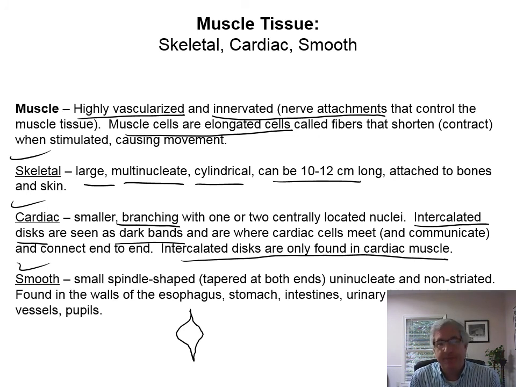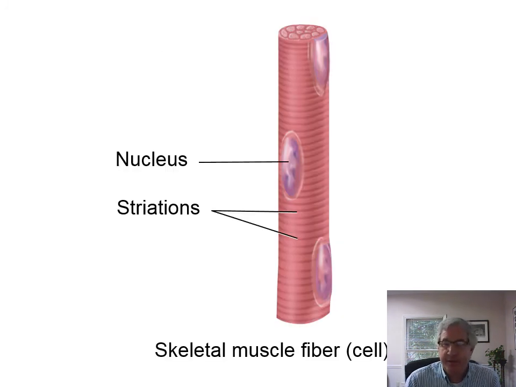Okay, next slide. Okay, so here's a skeletal muscle cell or muscle fiber, and you see it shows the nucleus. It also has these distinct bands across it. Those are called striations. Each of these bands is very visible, very obvious under the microscope. Okay, next slide.